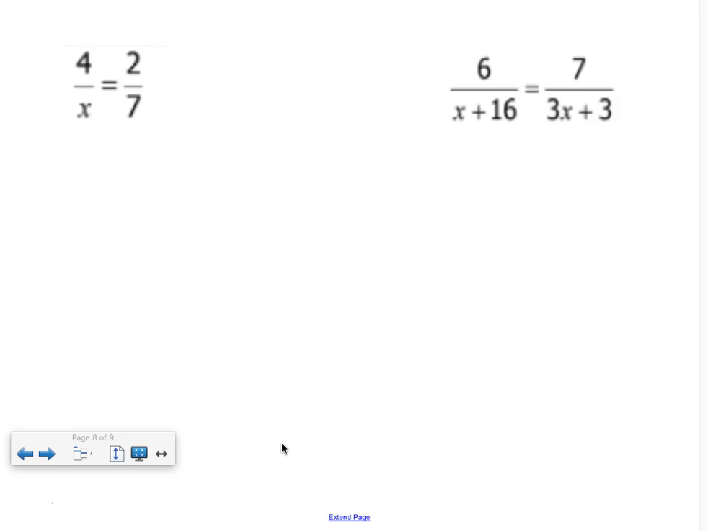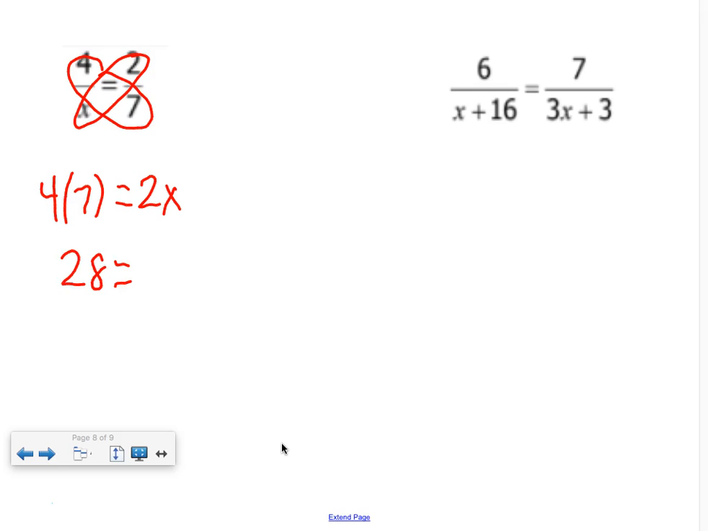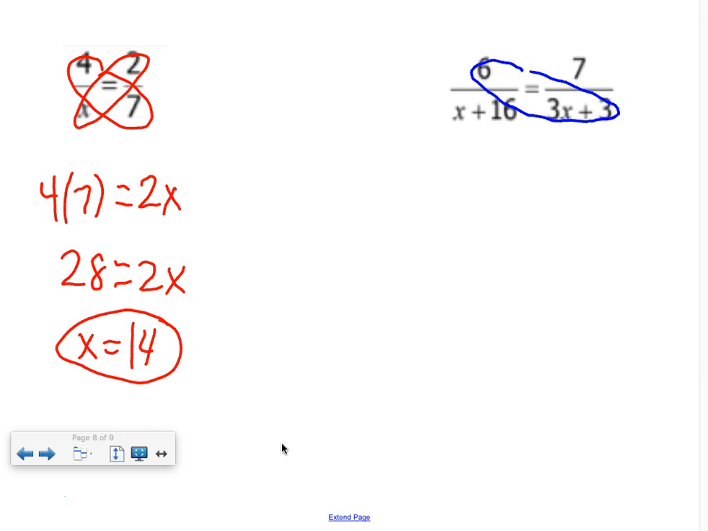All right, so the first one's pretty simple to solve. So I'm going to take 4 times 7 and set it equal to 2 times x. What's 4 times 7? 28. Divide out, x equals 14. Wonderful. The next one's going to be a little different, so what do you have to do? Distribute.